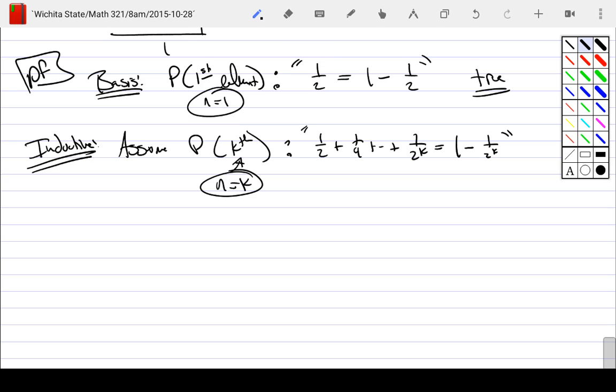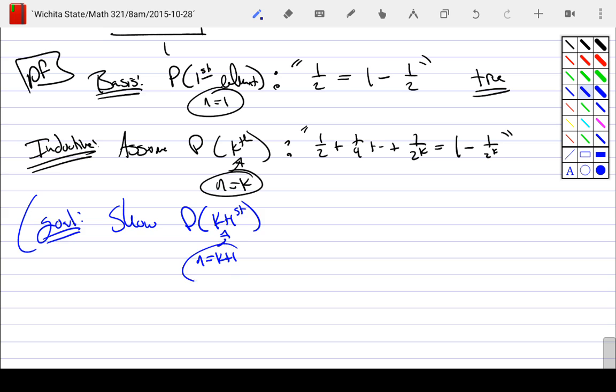What do I want to show? What's your goal? Normally you don't write this down. I'm supposed to show P of the k plus first, but that means what? N is equal to k plus 1. What does that denote? 1 over 2 plus 1 over 4 plus up to 1 over 2 to the k plus 1 is supposed to be equal to 1 minus 1 over 2 to the k plus 1. That's what I want to show.